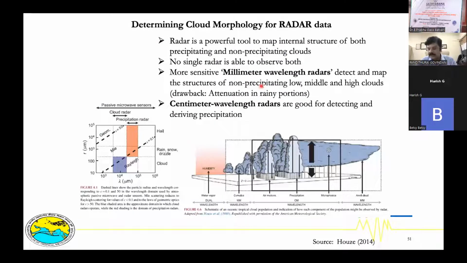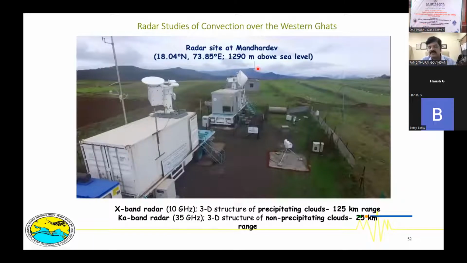So coming to radar, in addition to lidar, if you have radar, you can get more information on cloud size, because cloud and precipitation sizes. Even in radar, one radar cannot give full information. So we have to use a combination of centimeter and millimeter wavelength radars to understand the non-precipitating clouds. These are the two radars we deployed in the Western Ghats. One is the cloud radar, K-band, the 35 GHz radar, and the X-band radar.